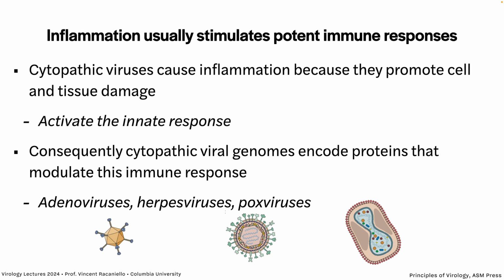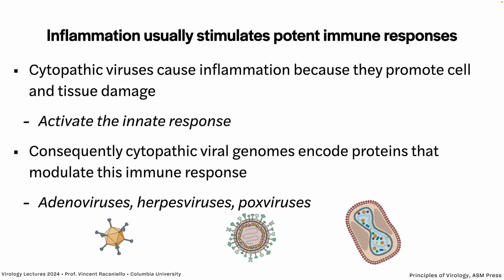Now, inflammation sounds bad, and it is in a way because it hurts, but it also stimulates potent immune responses. So what we have found is that cytopathic viruses that kill cells cause inflammation, and inflammation links the innate and the adaptive responses, so you get better antibody responses. So cytopathic viruses typically cause good inflammation, and viruses that are cytopathic, like adenoviruses, herpes viruses, pox viruses, they often encode antagonists of innate immunity so that they don't get this inflammation.